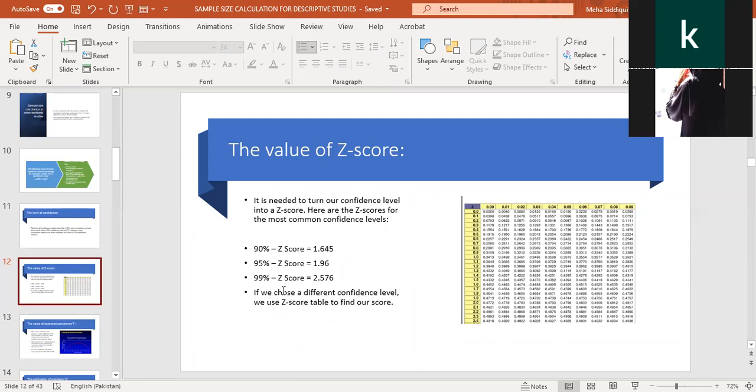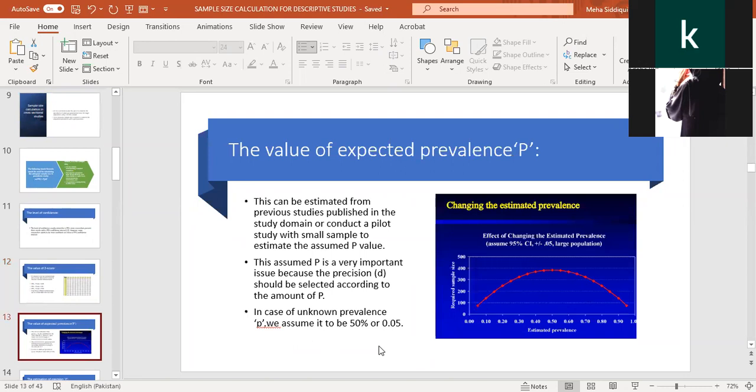At 90% confidence level, it is 1.64. At 95%, it is 1.96. At 99%, it is 2.5. And we need to memorize this value because more commonly 95% confidence level is used. If we choose a different confidence level, we use this z-score table to find our score. Now, the value of expected prevalence P. This can be estimated from previous studies published in the study domain or by conducting a pilot study with small sample to estimate the assumed P value.